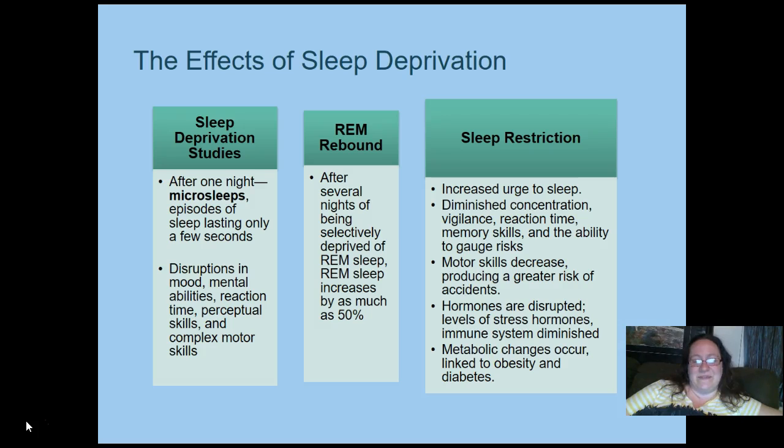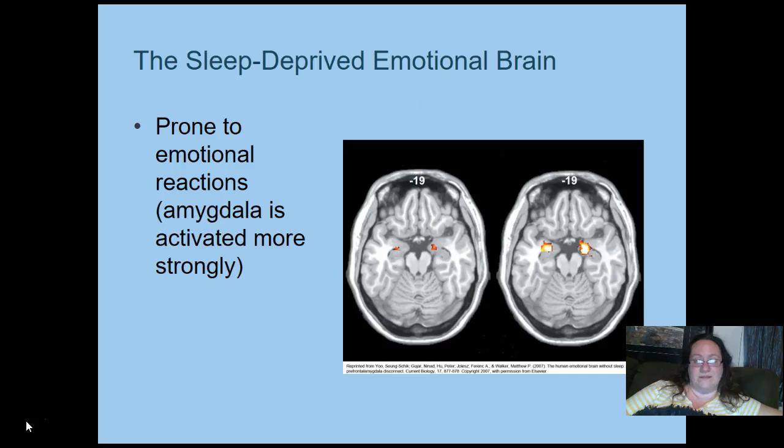So the effects of sleep deprivation, after one night, we end up in micro sleep. So you might fall asleep just for a second. It has a lot of disruptions of skills. We start seeing REM rebound. So if you're not getting enough REM sleep, then your REM sleep is going to start much sooner in that cycle, pretty much as soon as you fall asleep, you're going to move into REM. If you drastically reduce your sleep, you're going to see a lot of metabolic concerns, obesity, motor skills, your hormones get disrupted. It's just not good. Don't do that. And in the sleep deprived brain, we're seeing much more activation of the amygdala, and it is prone to emotion.